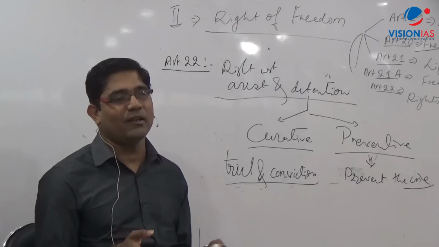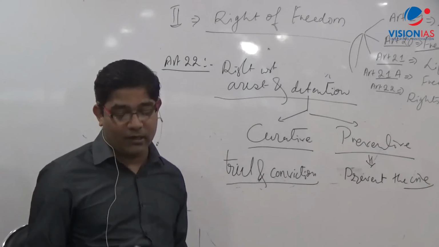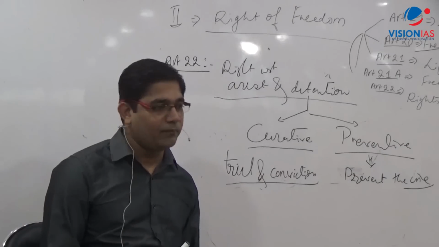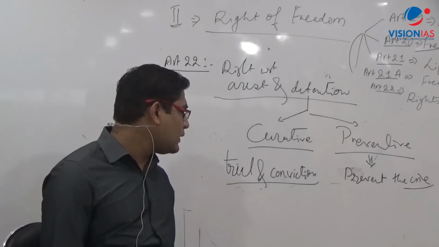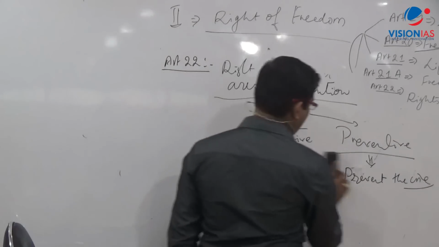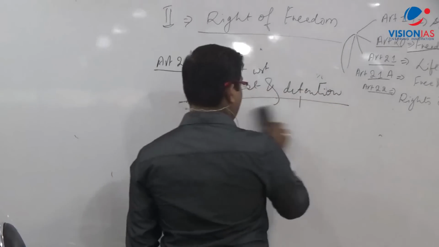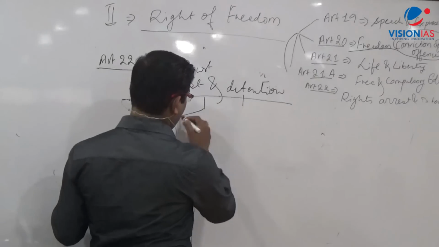They haven't committed the crime, but still they are put into detention in order to prevent the crime. That is the rationale behind it, in the larger interest of the society, because they might create the crime. Now let us see these provisions with respect to arrest and detention. So there are two different parts again here.